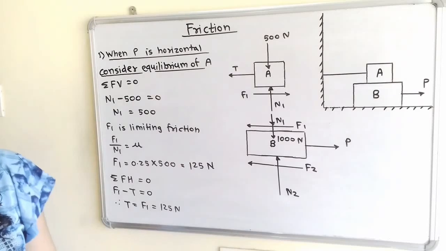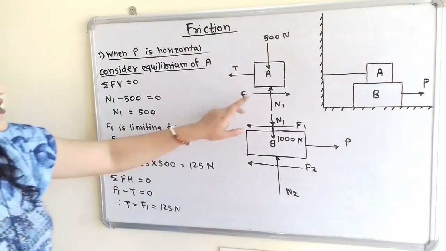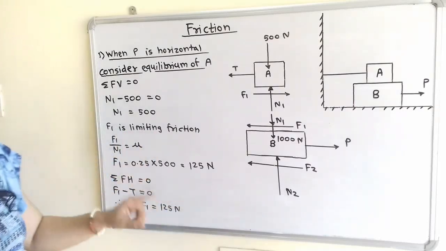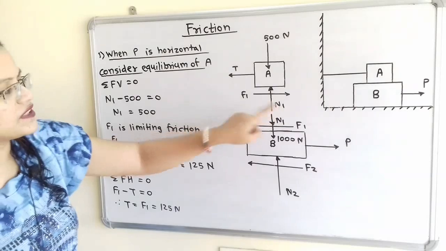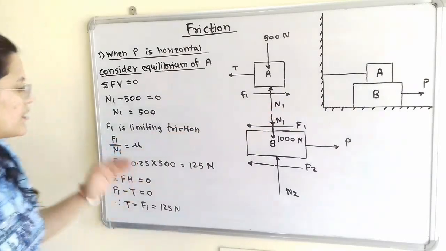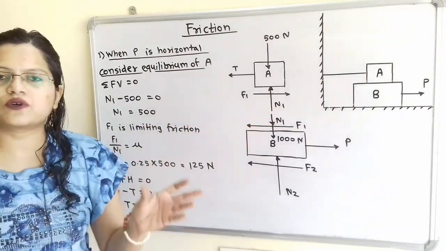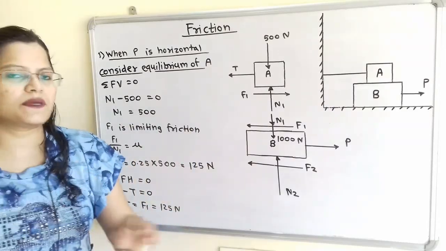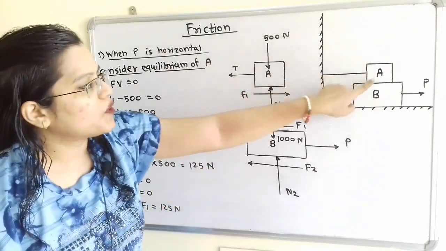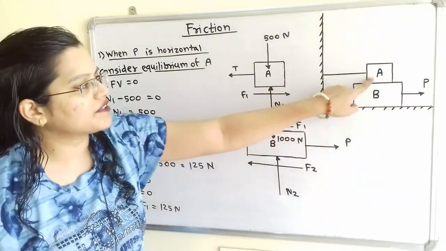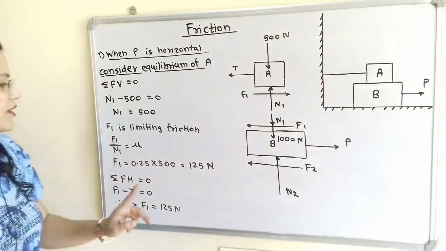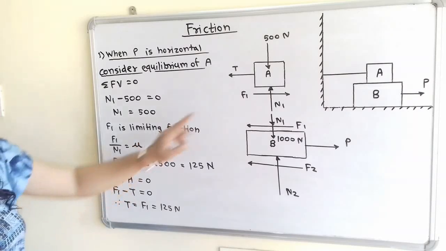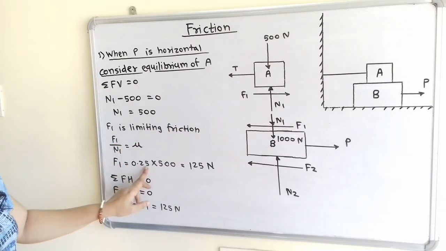N1 is equal to 500. Then here is frictional force F1, and which is the limiting friction. Now there is one relation in between this frictional force and normal reaction N1. So the ratio of F1 by N1 is known as coefficient of friction, and this coefficient of friction is mentioned in the question in between the block A and block B. So in between the surface of block A and block B, it is 0.25. So F1 by N1 is equal to 0.25. Therefore F1 is equal to 0.25 into N1.